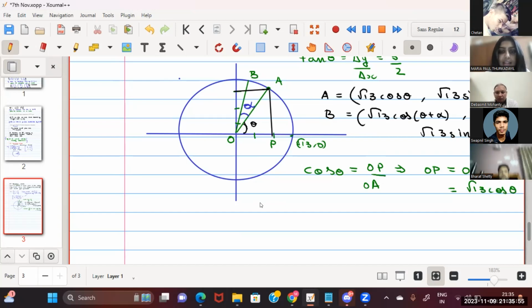Similarly we write sine theta. Sine theta is the opposite side, this direction, AP by OA. Our y coordinate is this distance. I think I marked the points wrongly. AP is this distance. The line is not exactly vertical, but it's a rectangle, so it's the same as this distance. So AP is going to be OA sine theta. That's how we come to root 13 sine theta.